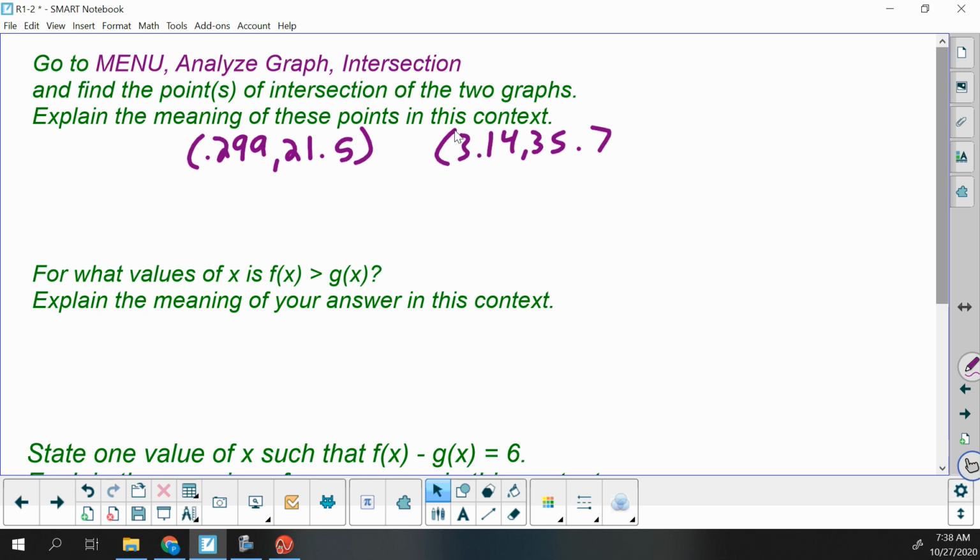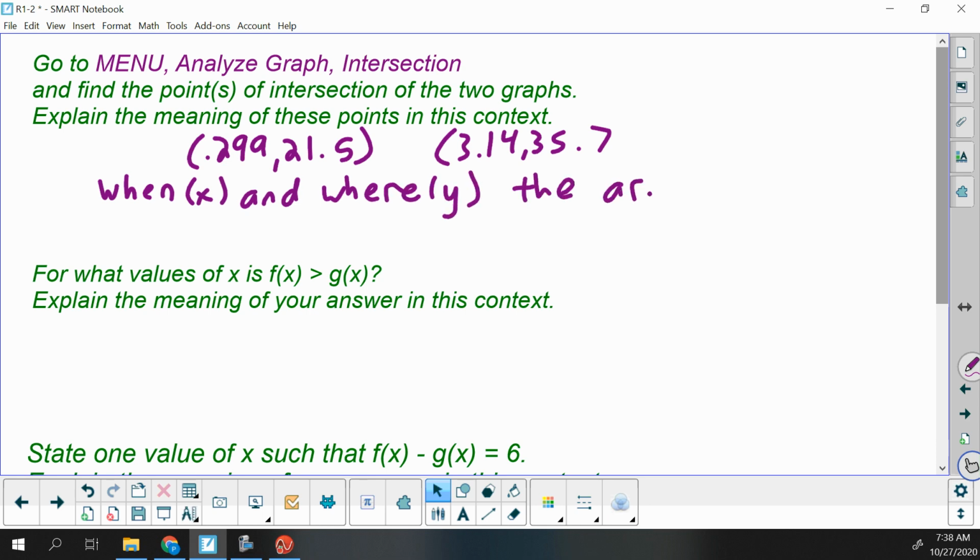And what is this in the context? Well, remember the X was our seconds and the Y was the height. So it is when, in other words, the X, and where, so the Y, the arrow and bird meet. So in other words, the arrow hits the bird.